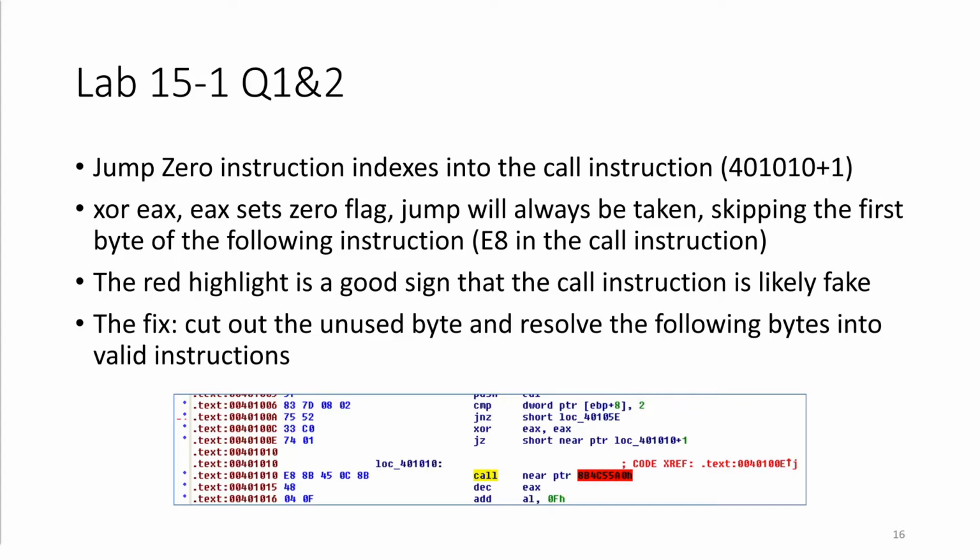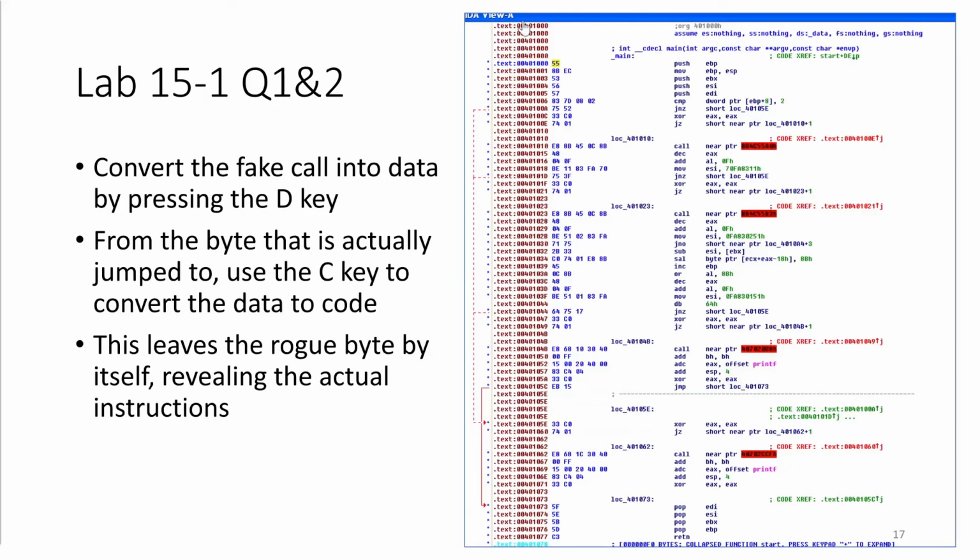The first thing you'll probably notice when you go to analyze the main function of this executable is that there are red highlights in a few places. This means IDA thinks there's something suspicious there, and in this case, the address being called is invalid in the current disassembly since it indexes into another instruction. Since the instruction XOR EAX EAX sets the zero flag, the jump zero instruction following it will always be taken. But as mentioned earlier, IDA will usually assume that jumps aren't taken and disassemble the following bytes under that assumption. So it thinks there's a call instruction there. The fix for this is to cut out the unused byte and resolve the following bytes into valid instructions.